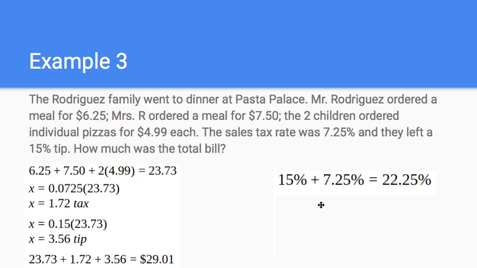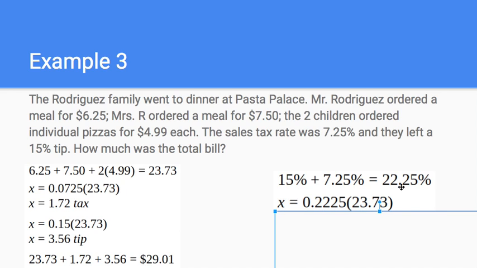Now that only works because they are both based off the same amount. Both the tax and the tip are being figured off of this amount of $23.73. If it were a different amount there, we couldn't do it. But since they're both being multiplied by the same amount, I can add them together to start with. This is using the distributive property.